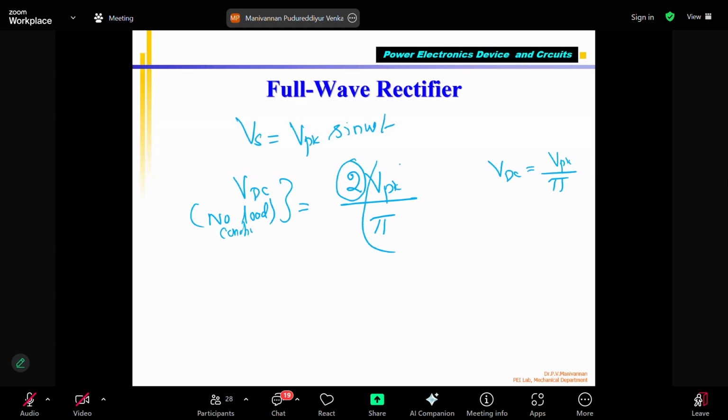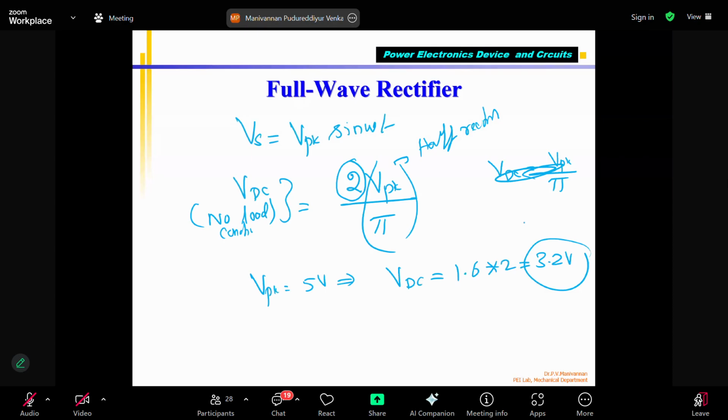Literally speaking, this is the half wave rectifier output, and we have multiplied by 2. That means the VDC of the full wave rectifier is double the quantity. If I give V peak equal to 5 volts, then VDC will be 1.6 multiplied by 2, which is 3.2 volts, which is much better than the half wave rectifier. That means the efficiency of my full wave rectifier is better.